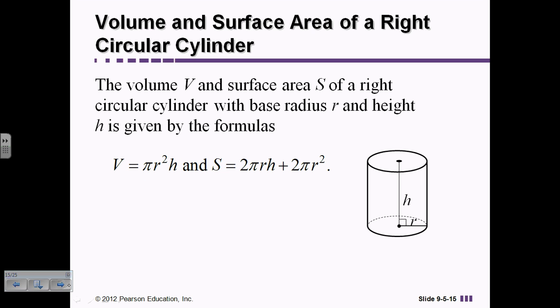All right, so here's a couple other formulas. We're talking about a cylinder in this case. When they talk about a right cylinder, that just simply means that it's a straight up and down can, that there's no slant to the sides.